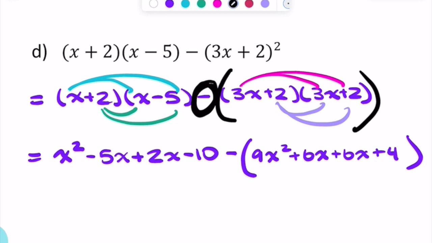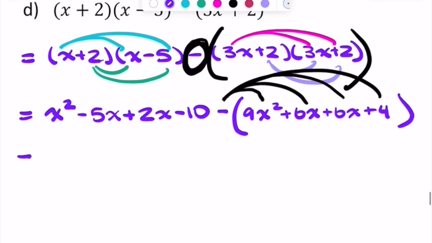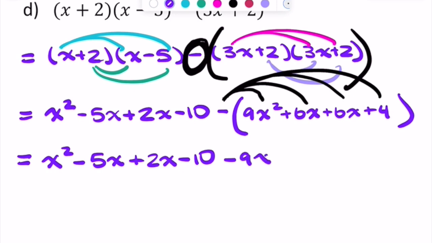Now, this is where the key subtraction has to be distributed. Again, when I do that distribution of the subtraction, my first chunk stays exactly the same. I'm not doing anything to it. But my second chunk all changes signs. 9x squared becomes -9x squared. 6x becomes -6x. 6x becomes -6x. 4 becomes -4. And now we do our like terms.